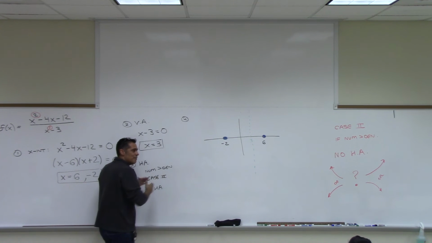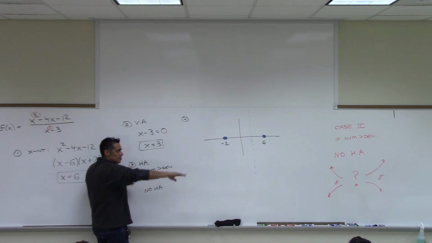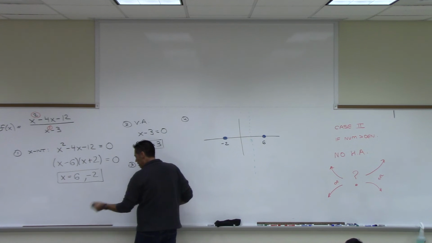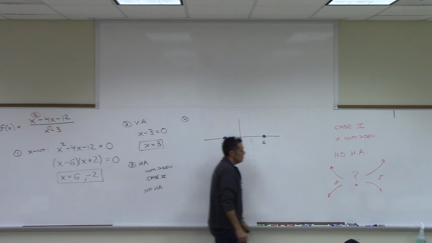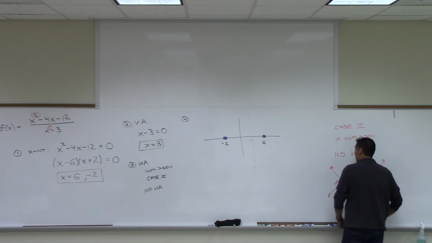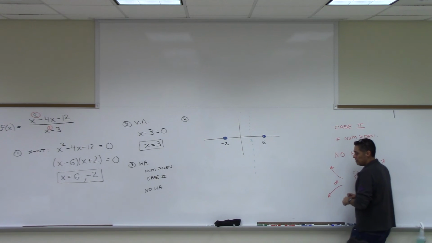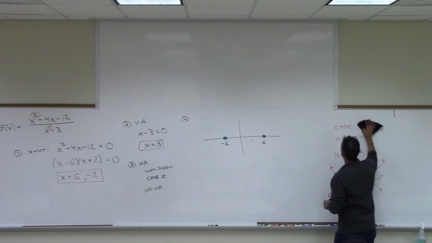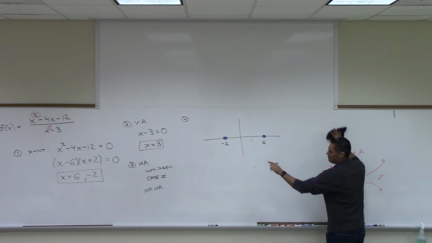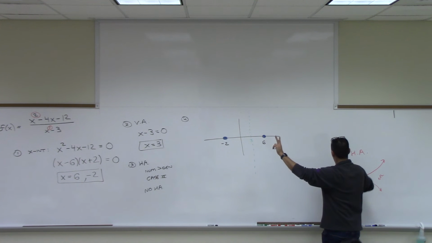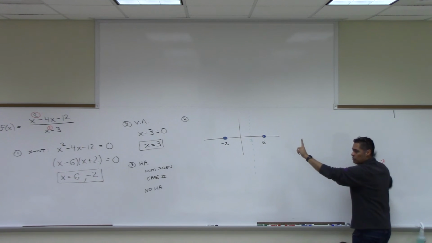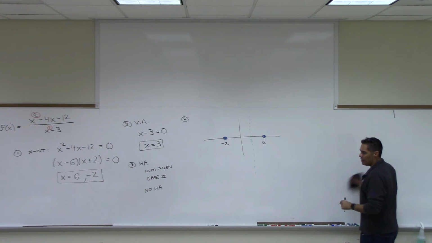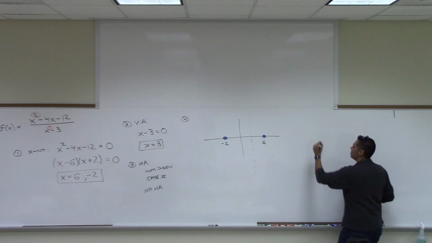I just know that this tells me that on the left side it's going to go up or down, and on the right side it's going to go up or down. All right, how many test points will I need? I have 2 x-intercepts and 1 vertical. That's 3 total, and then add 1 to that, you get 4. So I'm going to need 4 test points.